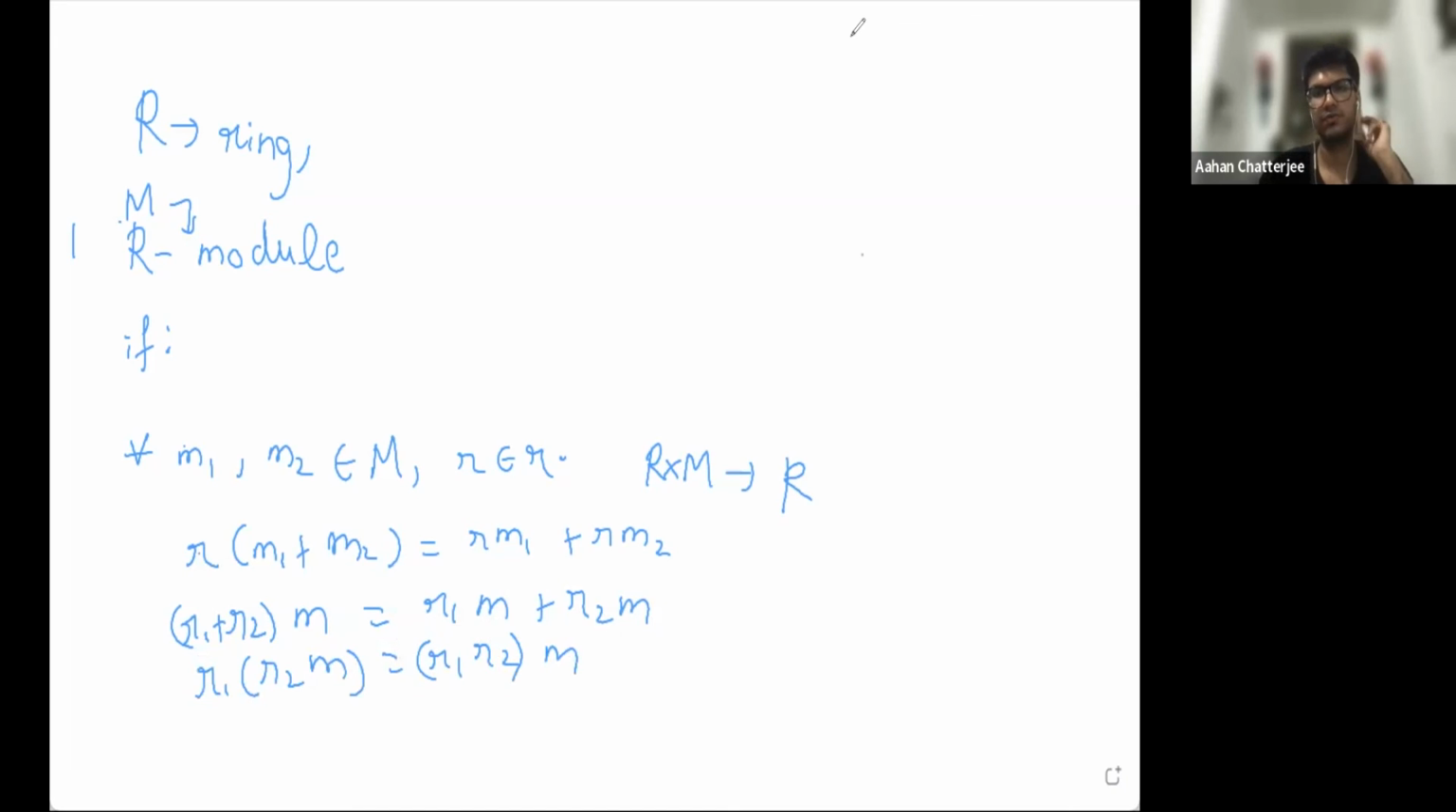Okay, so let's take an example. So for example, say alpha in C, when I say Z[alpha] is a Z-module, here what I'm doing is I'm just taking normal multiplication.